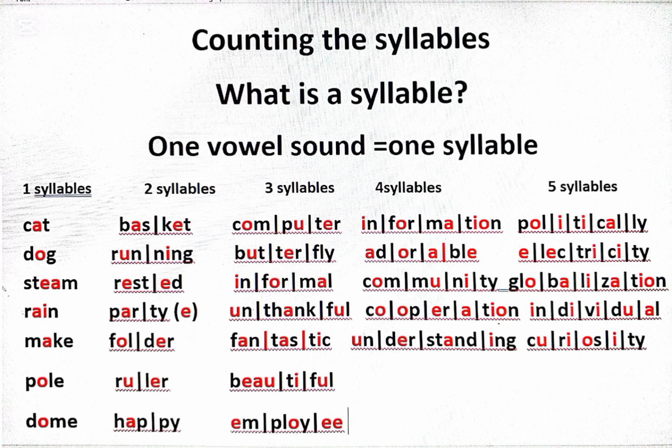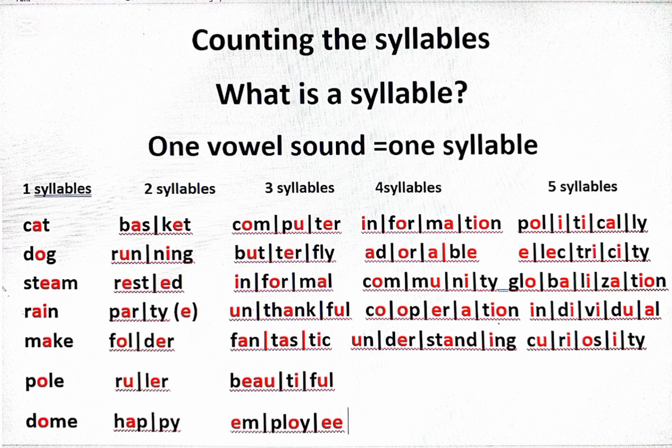Next example is rain. Same, we have two vowel letters here, but the sound they are producing is a longer sound, A. This is why this word also has one syllable. Let's look at the next example, make. Here we have two vowel letters, but the second vowel in this word, E, is silent. We are not producing it. This is why make also has one syllable, because we have one vowel sound. So we can say that this word has one syllable.